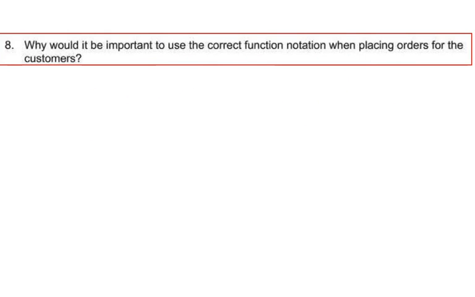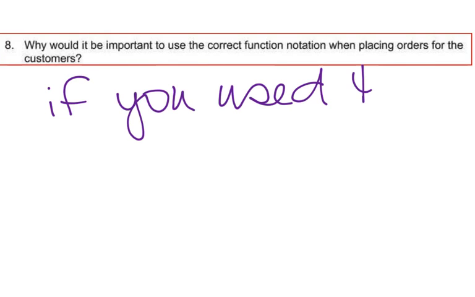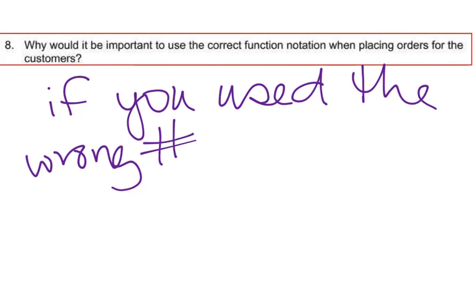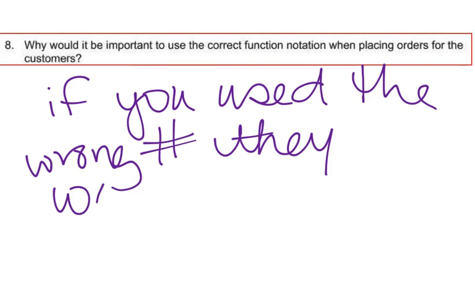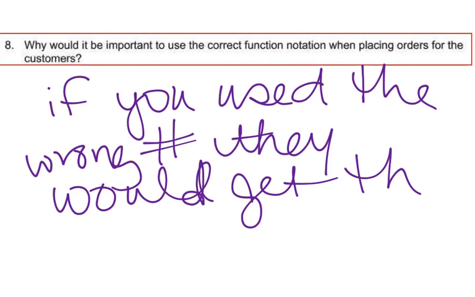Why would it be important to use the correct function notation when placing orders for the customers? Well, if you used the wrong number or the wrong function notation, they would get the wrong food.